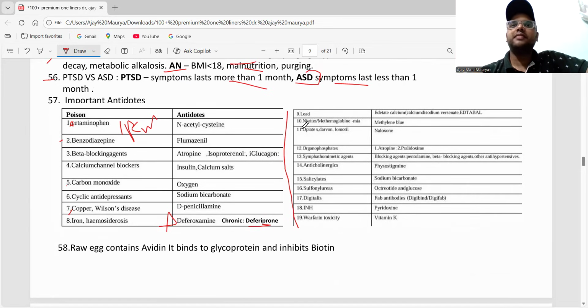Opiates are important. They are always given in the exam. This is also important: if it is a nicotinic receptor, the blocker is pancuronium. Okay, these are the important ones.